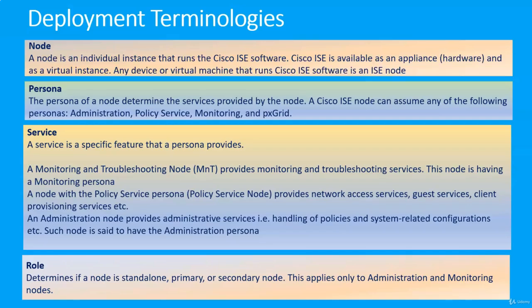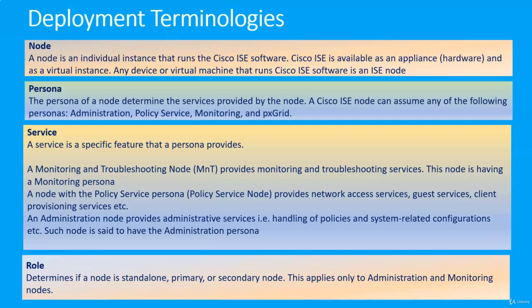Now let's talk about role. Role determines if a node is standalone, primary, or secondary. This only applies to administration and monitoring nodes or personas. In a standalone deployment, a single node will be running the three core personas: administration, monitoring, and policy service. In that case, the role of the administration and monitoring personas will be standalone.